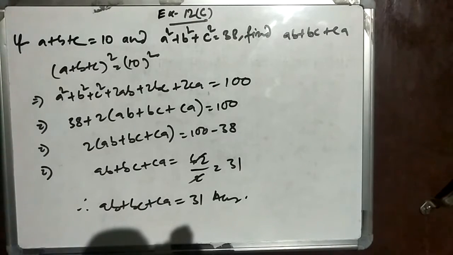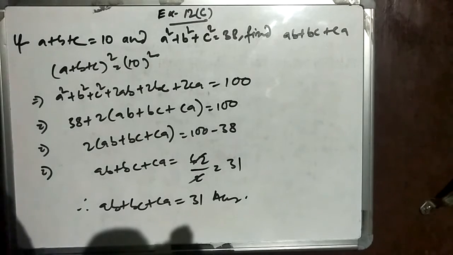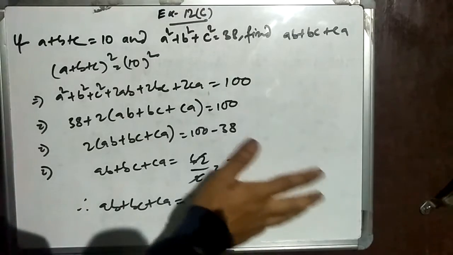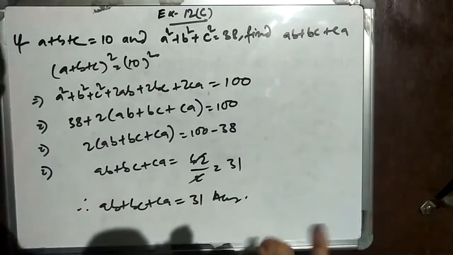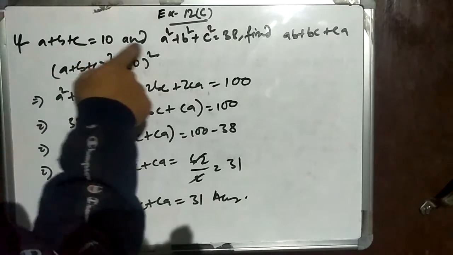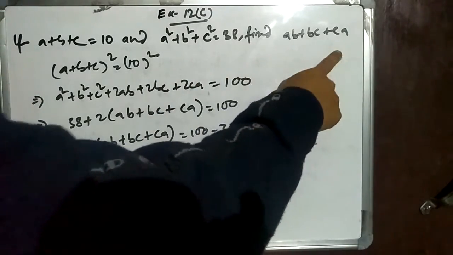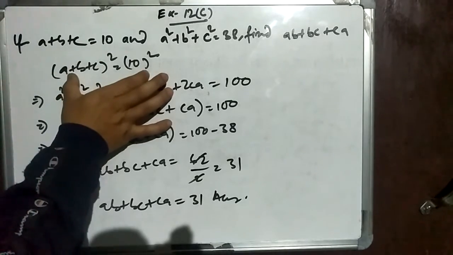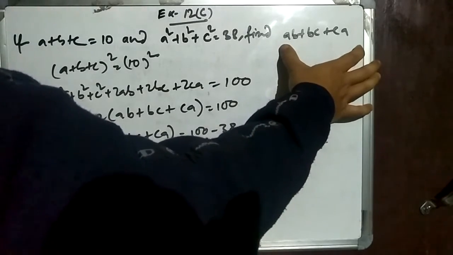This question is more similar than the previous questions. The previous questions we did in a plus b whole square. Now we have a 3 format. A plus b plus c is there. Only the previous questions we have a plus b. Okay, so if a plus b plus c equal to 10 and a square plus b square plus c square equal to 38, find ab plus bc plus ca. As we have here a plus b plus c equal to 10, so we'll take that one to find the value of ab plus bc plus ca.